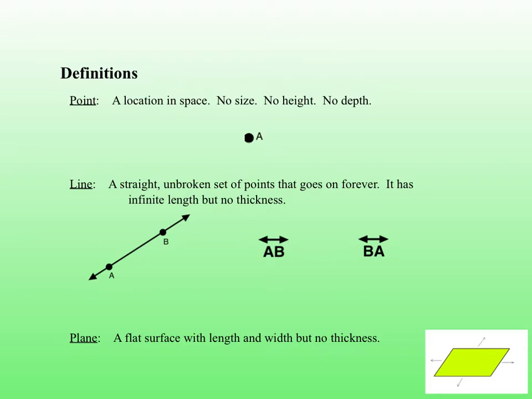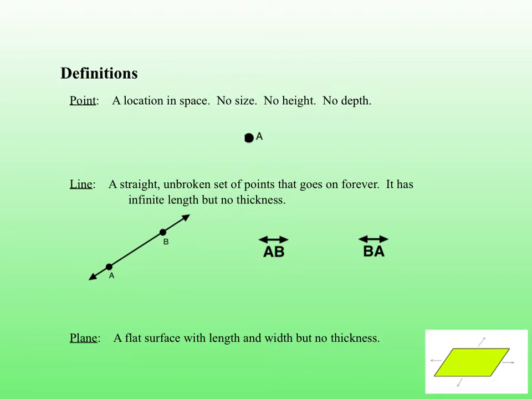We are also going to encounter lines. A line is defined as a straight, unbroken set of points that goes on forever. It has an infinite length, but it has no thickness. This is how we're going to show it here in geometry. Notice that this has 2 points on that line, so we can call this line AB, or line BA, and we indicate that the line goes on in infinite directions with this double arrow above the 2 letters. So this tells us that we have a line AB or BA.